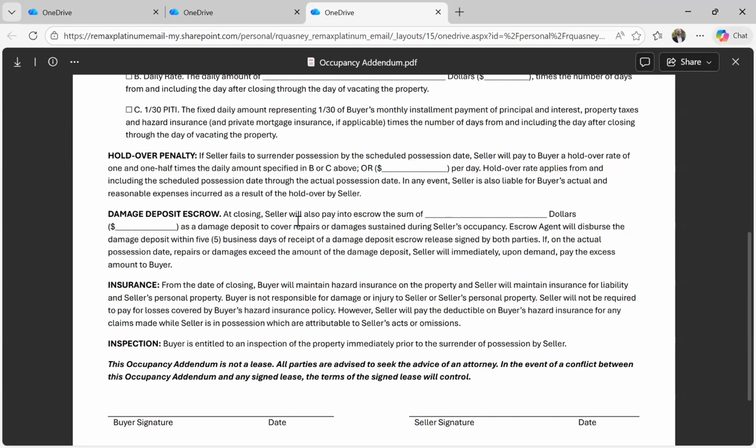Okay, so I did ask for a large damage deposit escrow to make sure that air conditioning and furnace and all those things were covered. And so what kind of money are people asking for these days in regards to an escrow for damage?